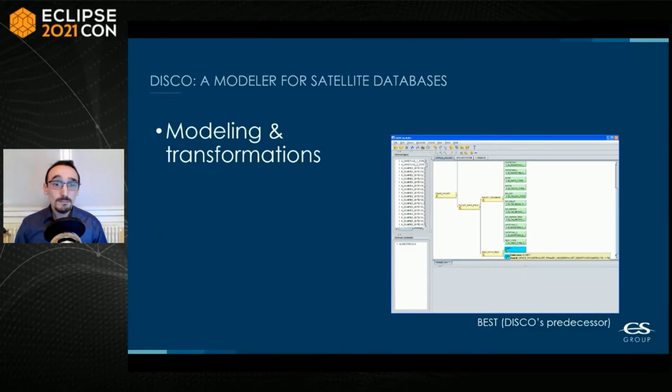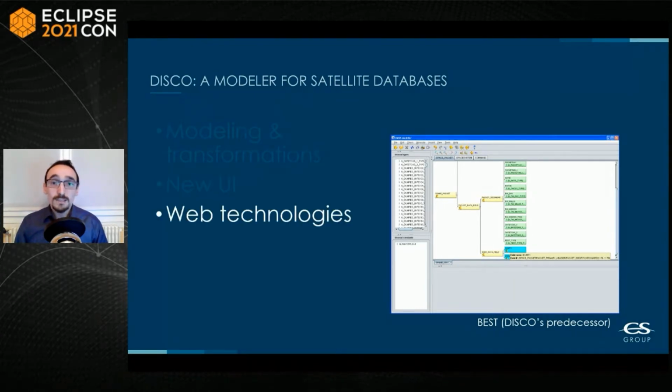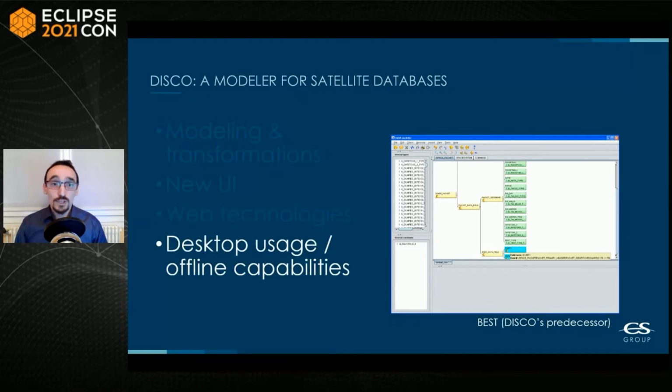So the context. Disco is a modeler for editing satellite databases. It's a new framework built to replace BEST, which was old technology. It supports modeling and transformations of space databases. For this new framework, built with EMF, we needed a new UI, a better UI, which is based on web technologies since it's the state of the art, but also with offline capabilities, since one of our requirements was to use the Disco toolkit as a standalone desktop application.